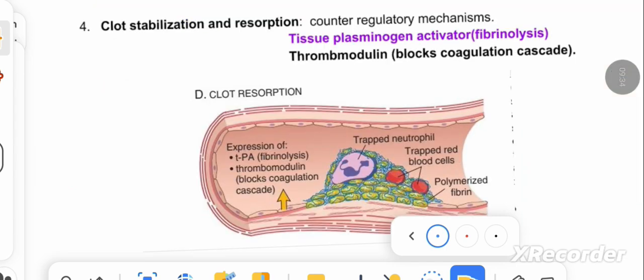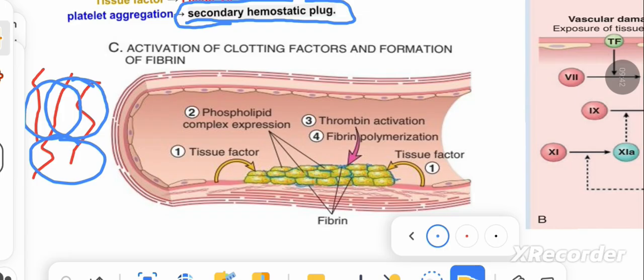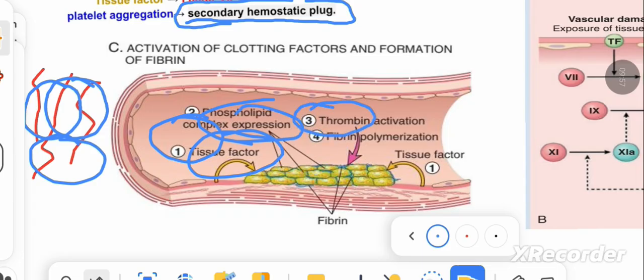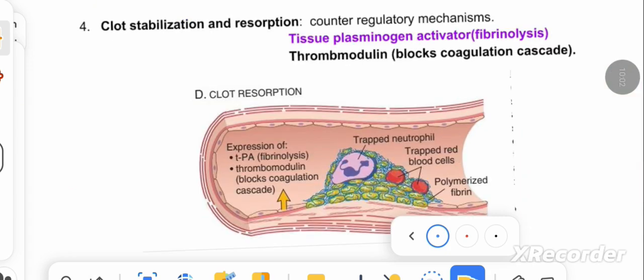Now in step number 4, what occurs here is mostly a counter-regulatory mechanism. Okay, remember that cascade, what is happening here, formation of these clots, if not regulated, it can lead to formation of clots which can also lead to obstruction of this blood vessel. But now we have what we call clot stabilization and resorption. That is event number 4. Mostly this is a counter-regulatory mechanism.